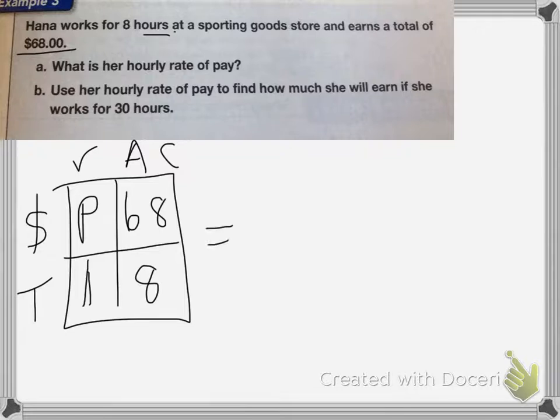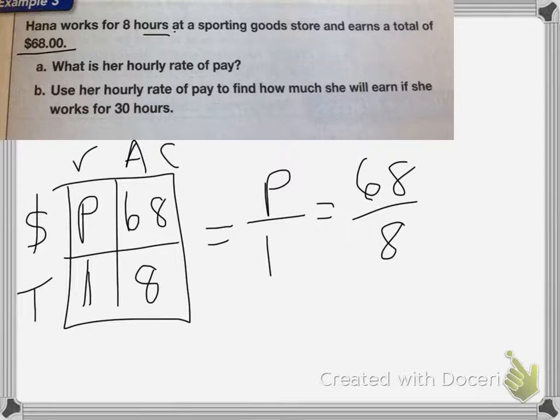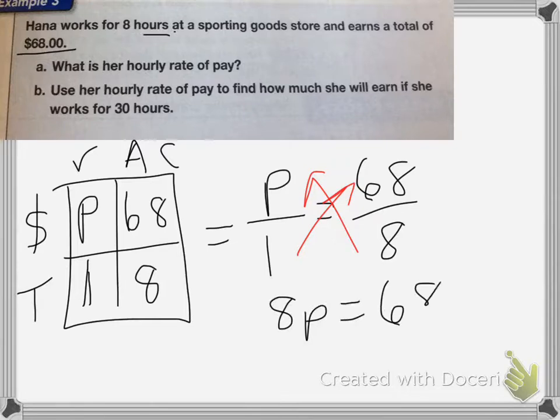So I'm going to take that, and it's going to be the paid amount over 1 hour equals 68 divided by 8. Okay, we do my cross products. I end up with 8p equals 68 times 1, which is 68. I would divide 68 by 8, and p equals 8.5. So she's making $8.50 an hour.